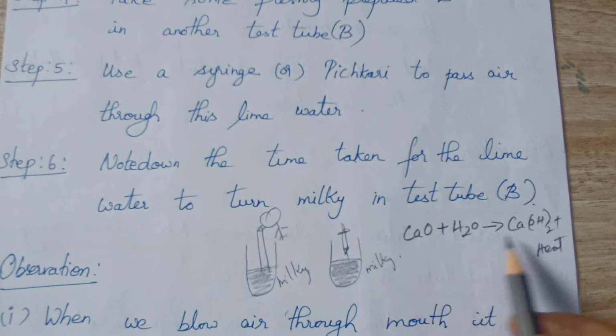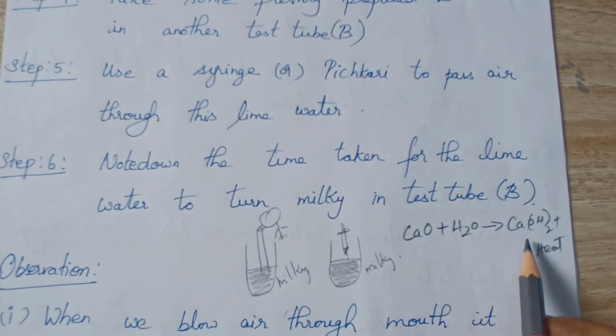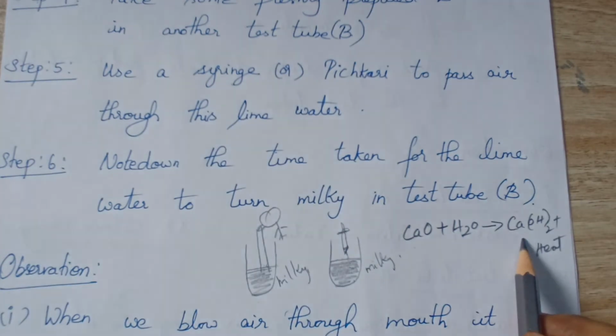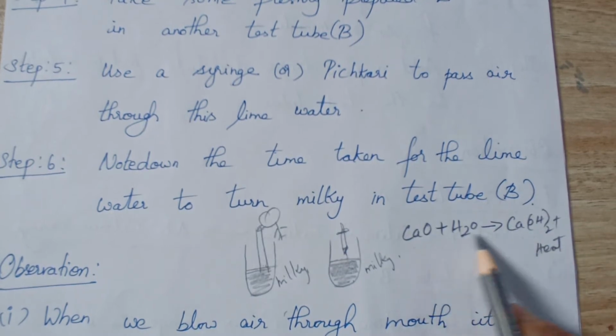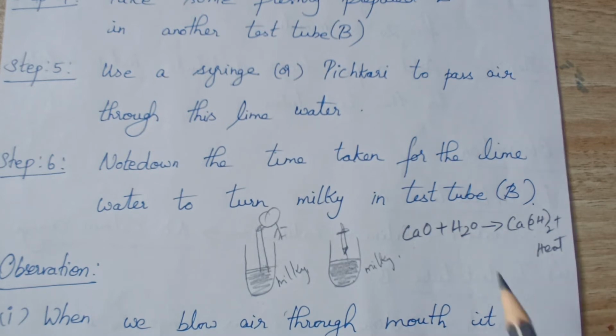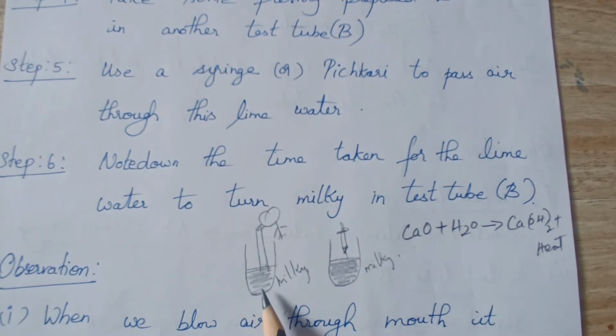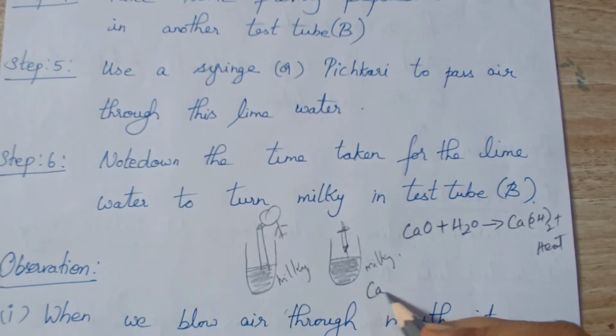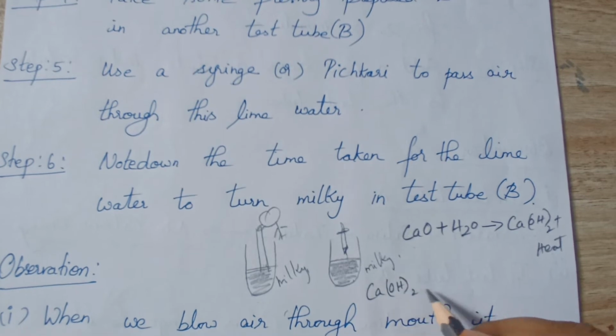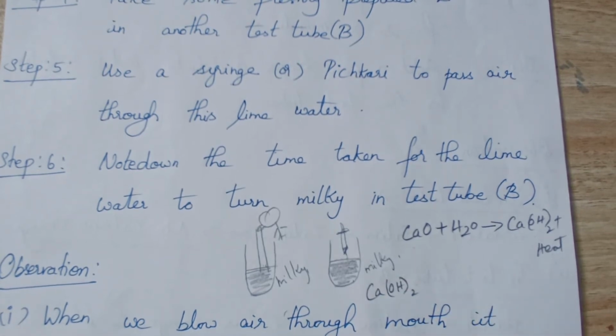So you are going to prepare slaked lime, calcium hydroxide, by this method. This is commonly known as slaked lime, or simply lime water. You are going to prepare fresh lime water like this and pass the air, that is, blow air. So what happens in that? When you blow air from your mouth into calcium hydroxide, what does the air contain?